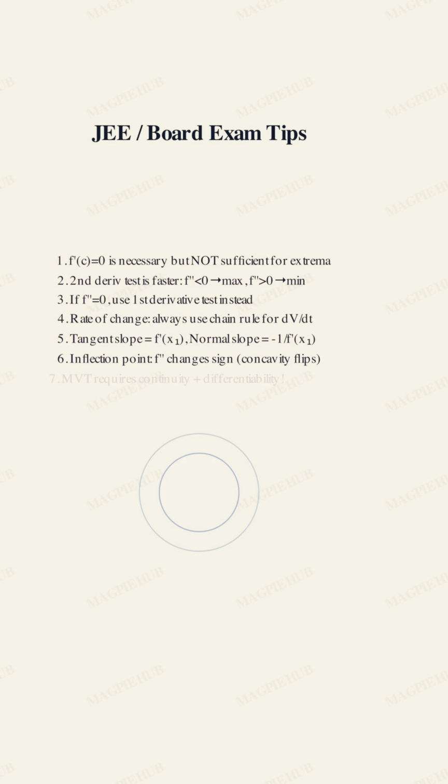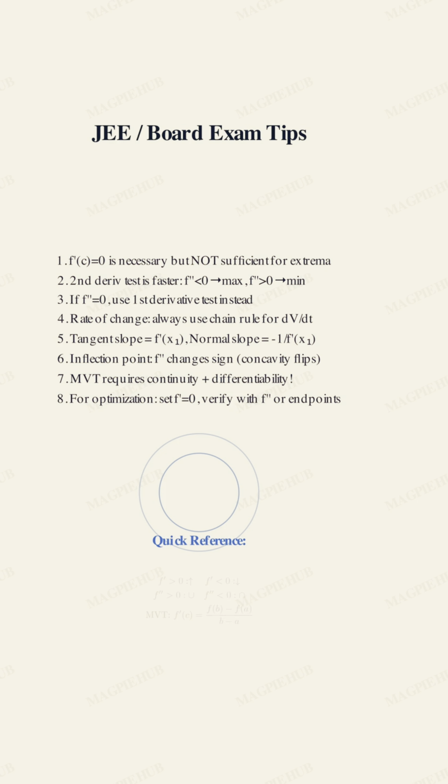First, f prime equals 0 is necessary but not sufficient for maxima or minima, you must verify. Second, the second derivative test is usually faster, just plug in the critical point. Third, if f double prime is also 0, fall back to the first derivative test. Fourth, for rate of change problems, always identify the chain rule connection between variables.